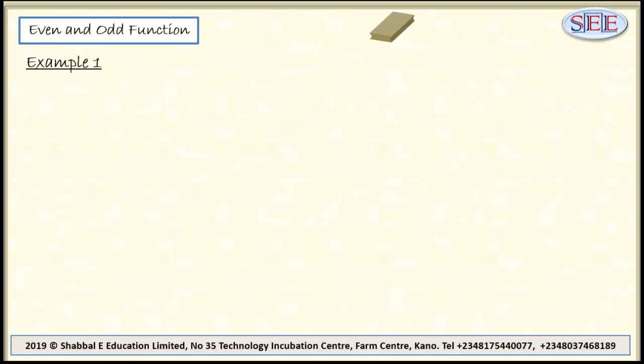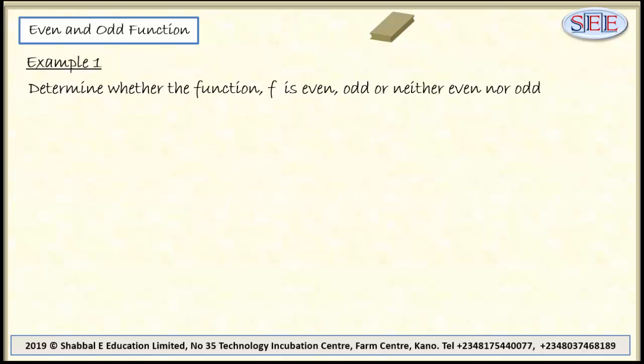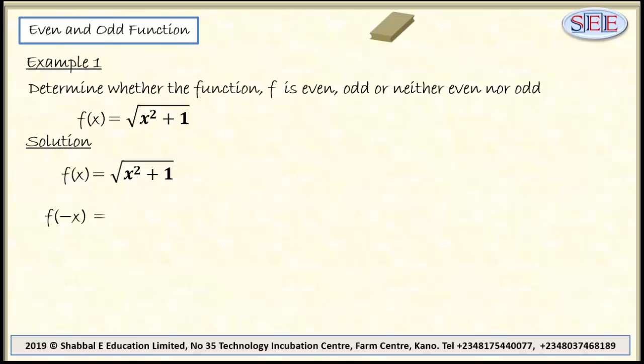Example number 1: determine whether the function f is even, odd, or neither even nor odd. The definition of this function says f of x equals the square root of x squared plus 1. Solution to this problem: copying the formula for the function, f of x equals the square root of x squared plus 1. To answer this question, what we do first is to test whether that function is even.